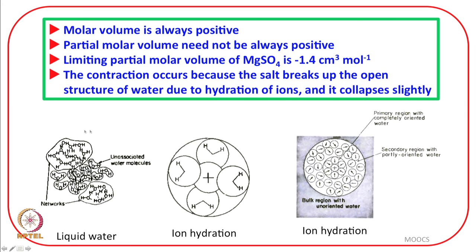This is seen in this figure. This is the structure of liquid water. When an ion is added, the ion under the influence of its electric field will orient some of the water around it. So, these water molecules which are surrounding the ion are not associated with the rest of the water molecules. And here you see the ion hydration, which leads to a primary hydration and a secondary region. The details you will study in another course, but due to ion hydration, the water molecules are structured or oriented around the central ion, and it leads to a partial breakdown of the structure of water, because these water molecules come out of the regular tetrahedral network. And it is as a result of this breakdown of the structure of water that the volume decreases and the partial molar volume is negative.